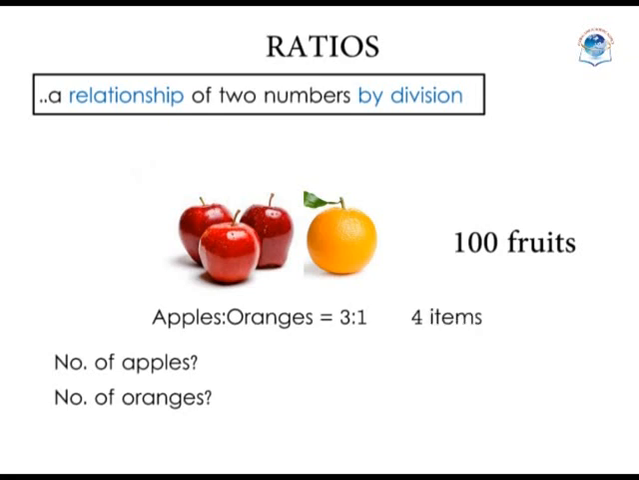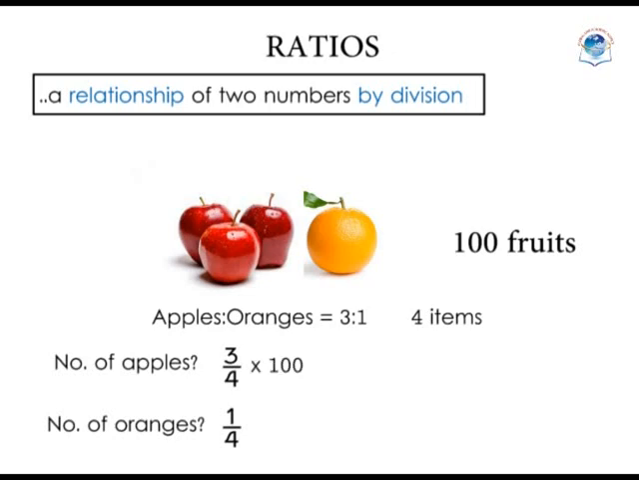Out of the 4 items, 3 are apples and 1 is an orange. So the fraction of apples is 3 over 4, and that of the oranges is 1 over 4. And so if there are 100 fruits, then there will be 3 over 4 times 100, which is equal to 75 apples. And there will be 1 over 4 times 100, which is 25 oranges.